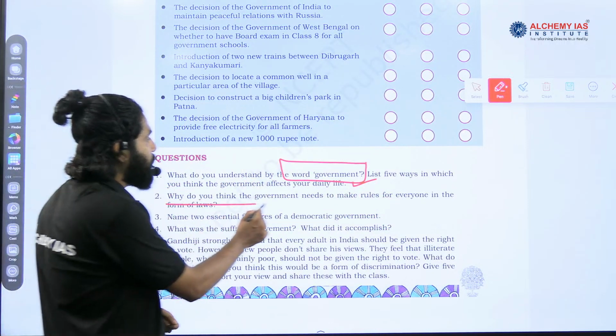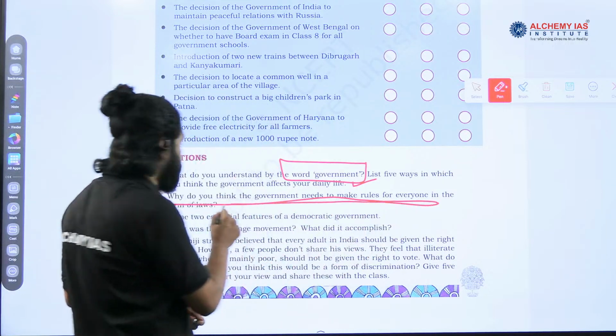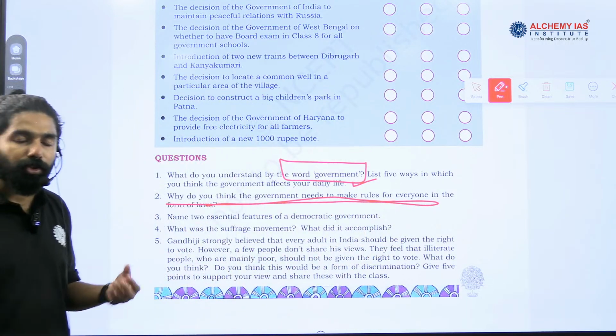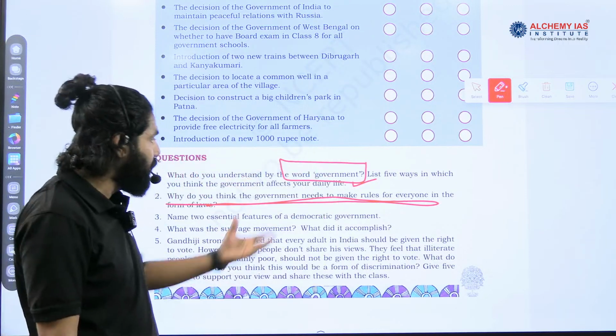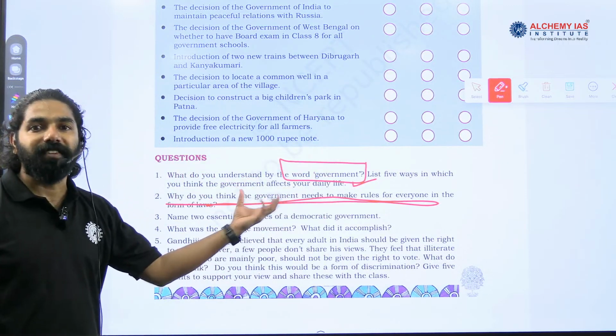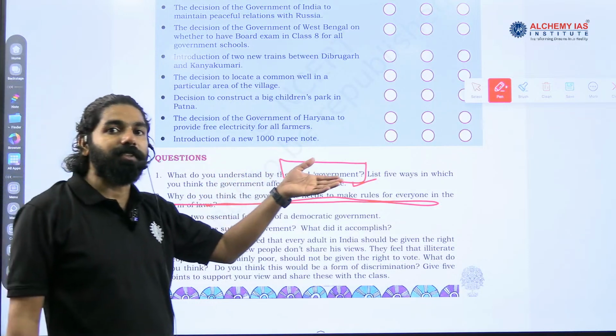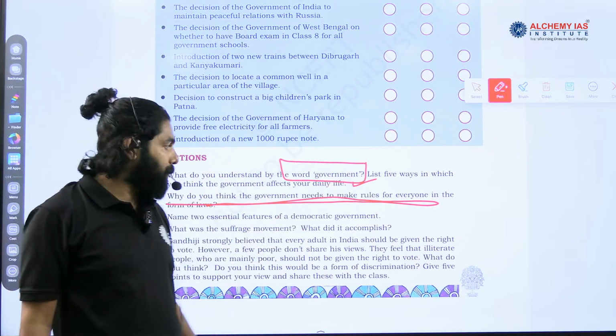Why do you think that government needs to make rules for everyone? We have studied the importance of making laws and rules in order to enforce them. Then only the system will function in a proper way. Then the government will be able to take decisions properly, and whatever they have to do will be done in a proper way.